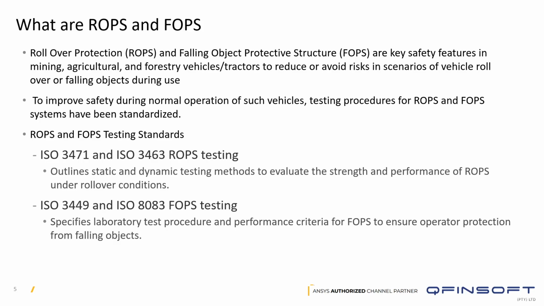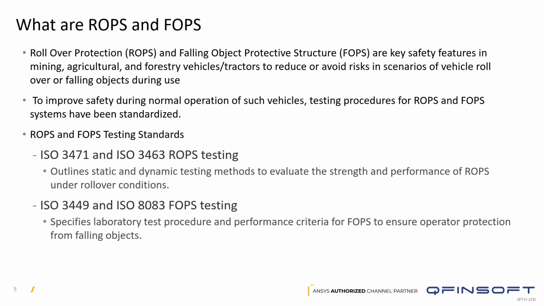And then FOPS is the falling object protective structure. While ROPS protects from ground level rollovers from unstable terrain, FOPS deals with overhead risks such as falling rocks, tools, debris, trees, and stuff like that. You'll commonly see this in mining and forestry machinery, and the goal of the FOPS test is to keep the operator safe by limiting intrusion into the operator space, or what's called the DLV, the deflection limiting volume.